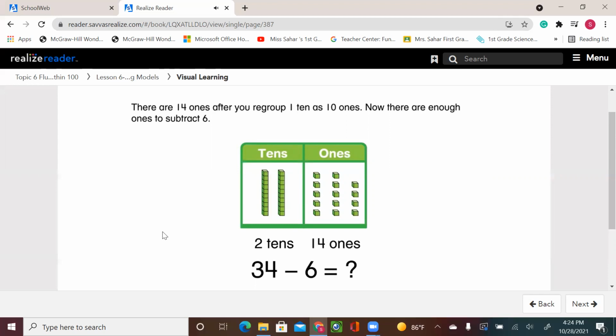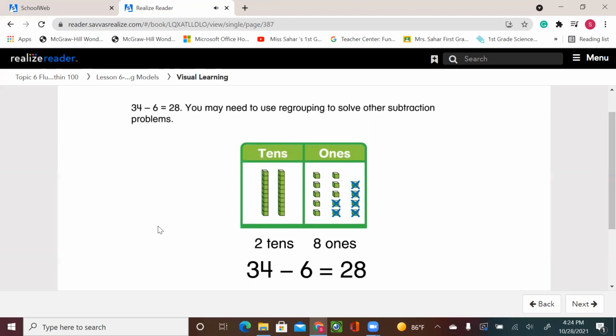Now there are enough ones to subtract 6. Cross out 6 ones to subtract. Now there are 2 tens and 8 ones left, and they show the difference of 34 minus 6. 34 minus 6 is equal to 28. You may need to use regrouping to solve other subtraction problems.